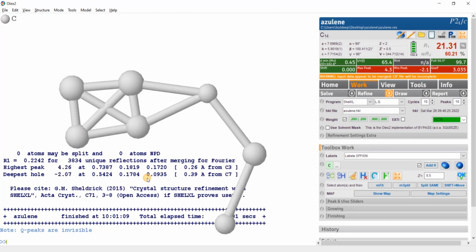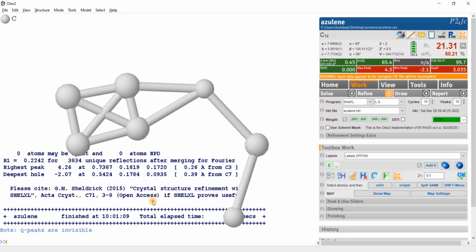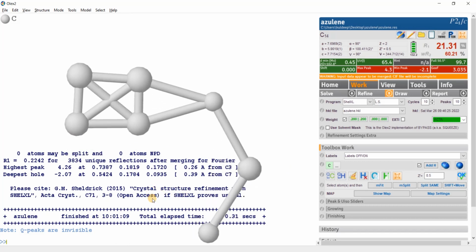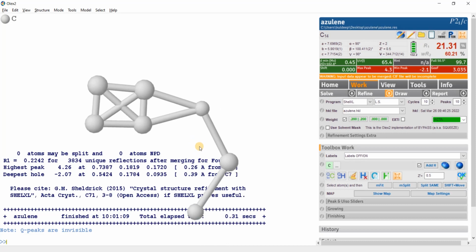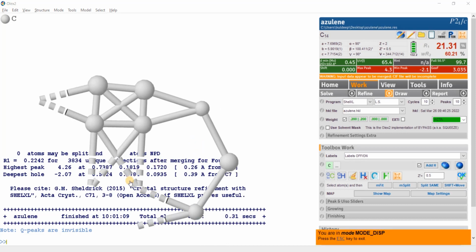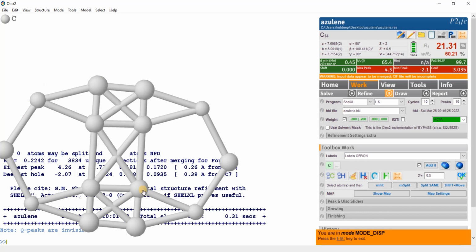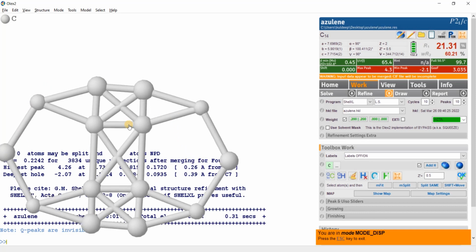Now this is not looking like an azulene molecule because the disorder is about the symmetry. So I have to grow the molecule just by pressing Ctrl G. Now you can see the molecule is grown, but it doesn't make any sense.